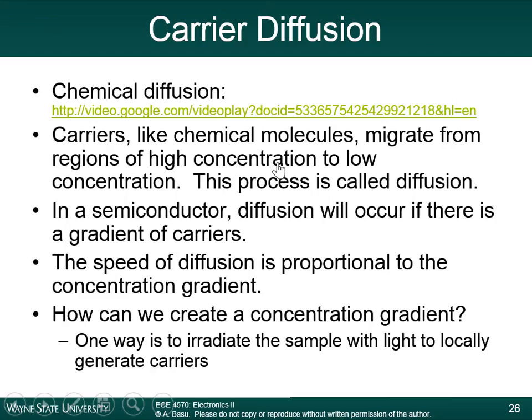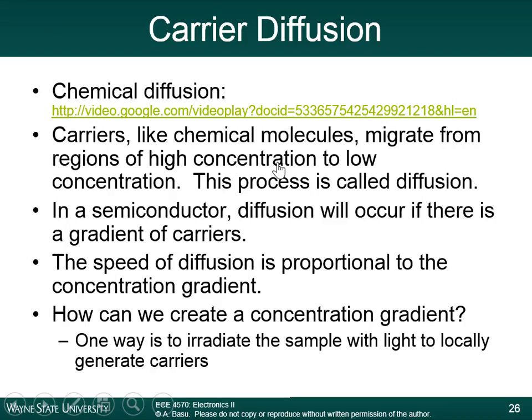In semiconductors, the same thing happens. If you were to somehow create excess electrons and holes in one region of the semiconductor, for example, if you were to shine light on one part of a semiconductor material and not the other part, you'd be generating a lot of carriers in the illuminated region, and those carriers would then diffuse over into the dark regions.